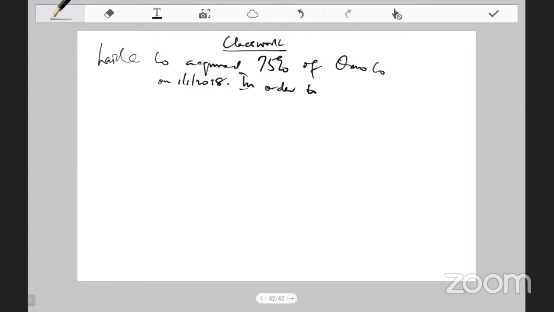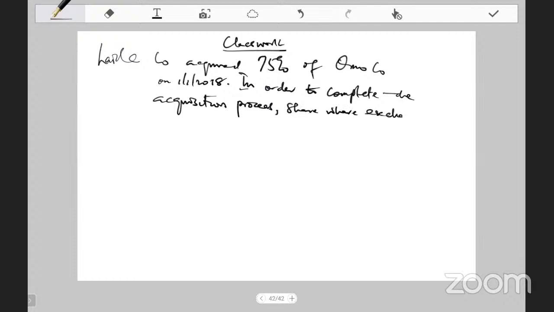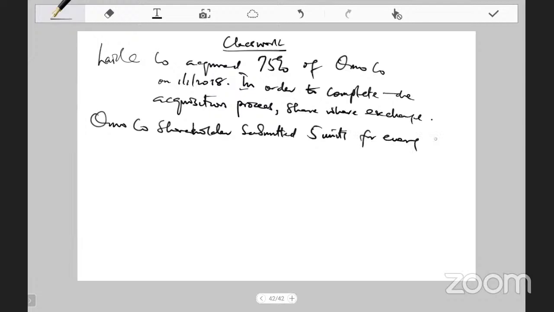In order to complete the acquisition process, shares were exchanged. We are now told Omo Co shareholders submitted 5 units for every 3 shares of Laide.